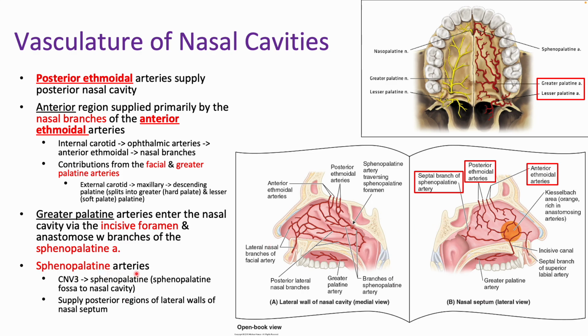Our sphenopalatine arteries, we can think back. We have cranial nerve V3, which is going to give the sphenopalatine nerve, and that's going to go through the sphenopalatine fossa to the nasal cavity. A lot of these arteries and nerves are going to be really similar and run with each other. And so the sphenopalatine artery is going to supply posterior regions of the lateral walls, so down here, of the nasal septum.